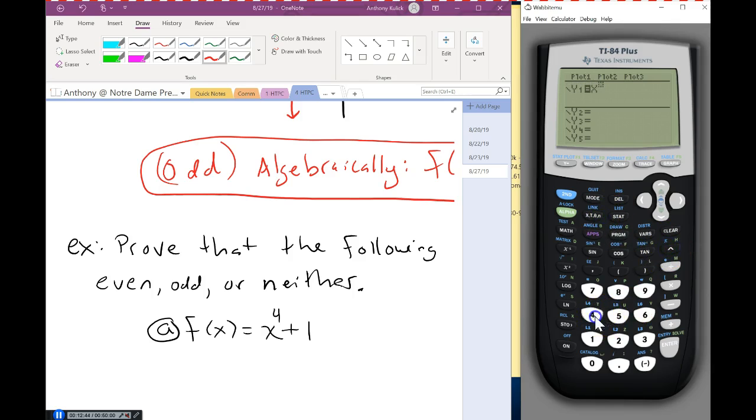So if I do x to the fourth plus 1, I just look at the graph of that.